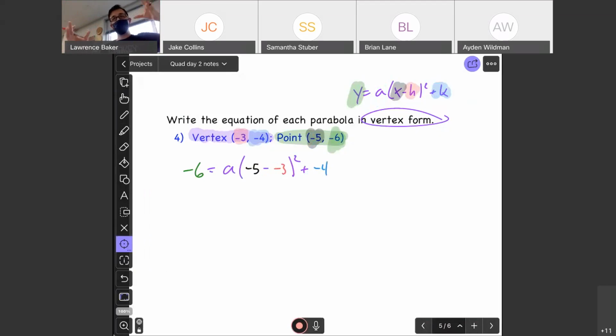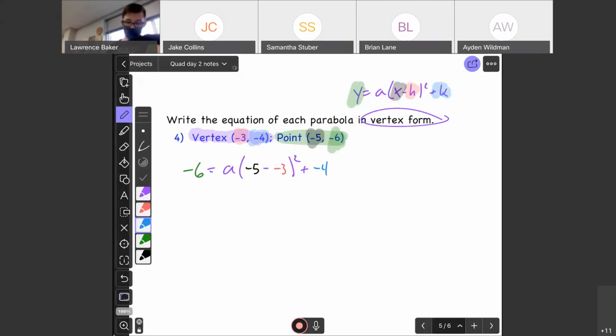Okay. I should make it simpler. I should go ahead and write this the correct way. Oh, that means plus. Oh, this means minus. There's a better way to write it. Now I need to get A by itself. But before we can do that, I have to simplify this down. We have to simplify before we can solve.